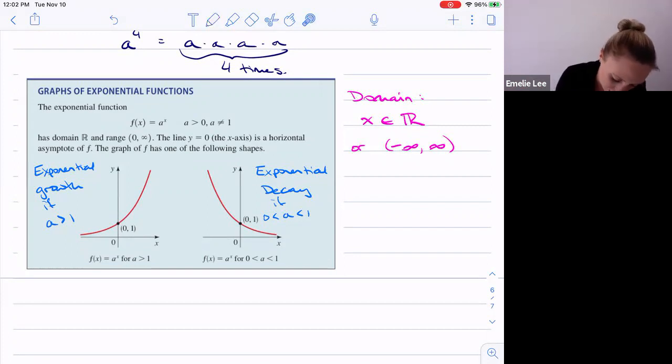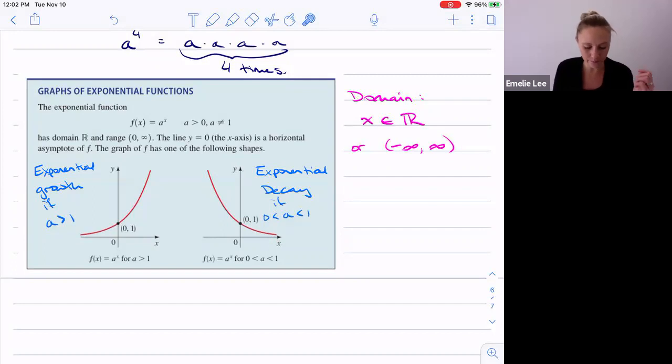The range is going from 0 to infinity. Now the reason for that is, and you can see it graphically, right? It goes towards the x-axis, but it doesn't ever touch it. So we've got this asymptote at y equals 0. The line y equals 0 is a horizontal asymptote of f. So it's never reaching y equals 0, but it's going to approach 0, and then it's going to increase to positive infinity depending on which direction you're going.